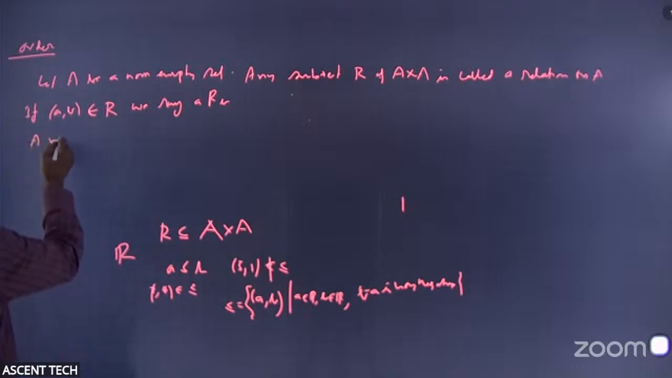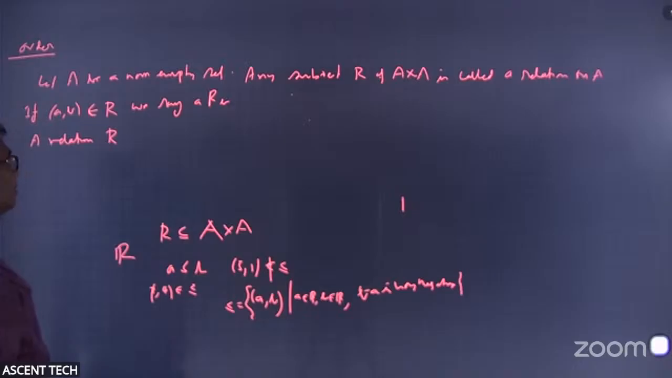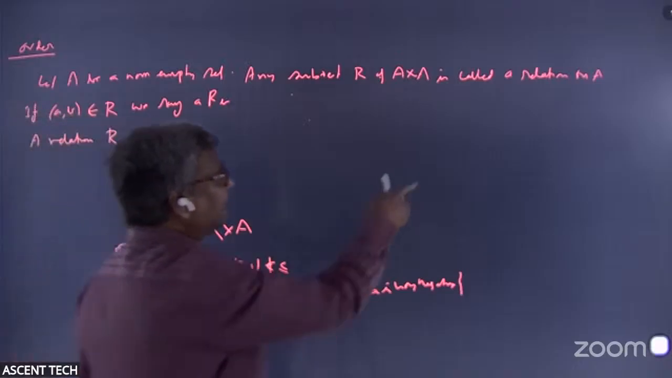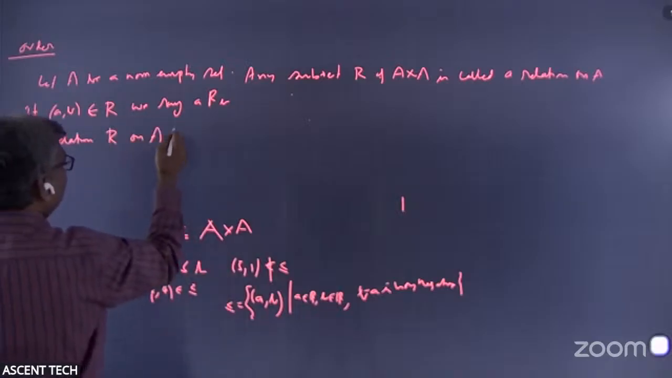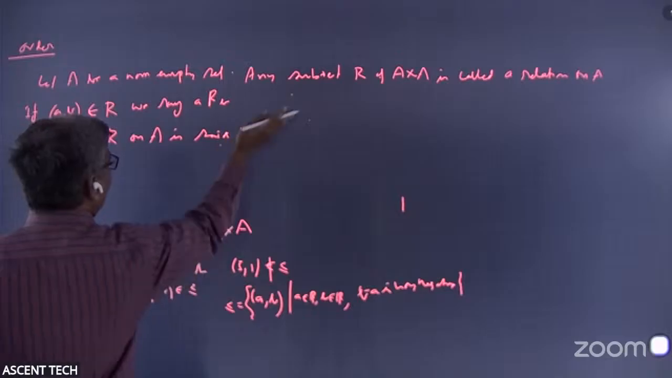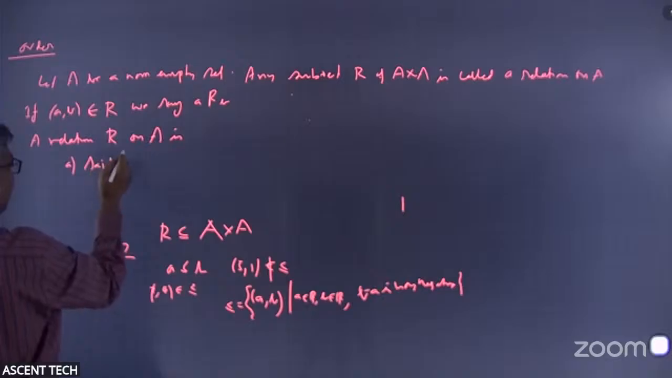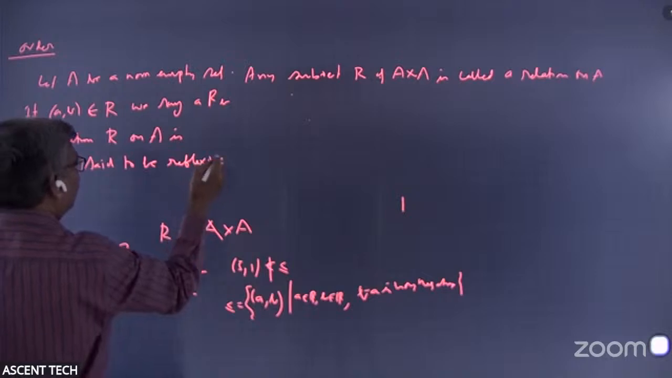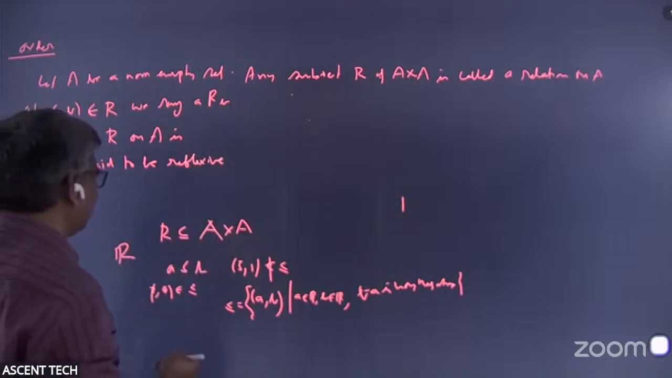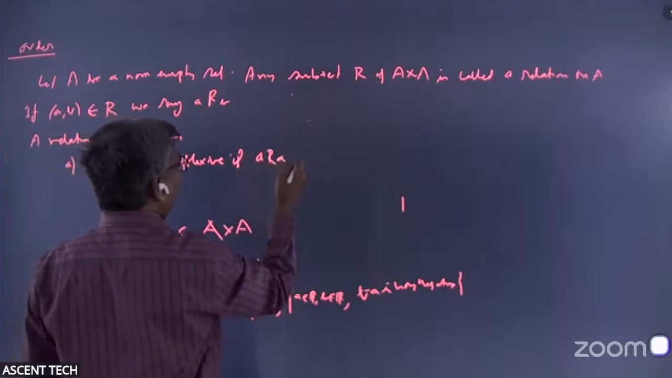A relation R is called a relation on A. A relation R on A is said to be reflexive if every element in A is related to itself. It's said to be reflexive if aRa for every a in A.